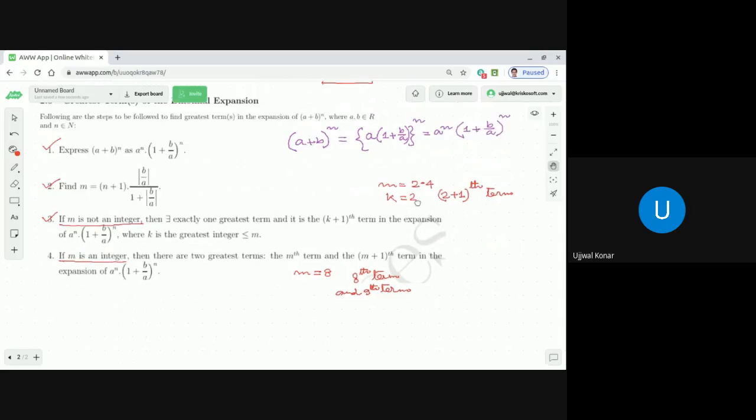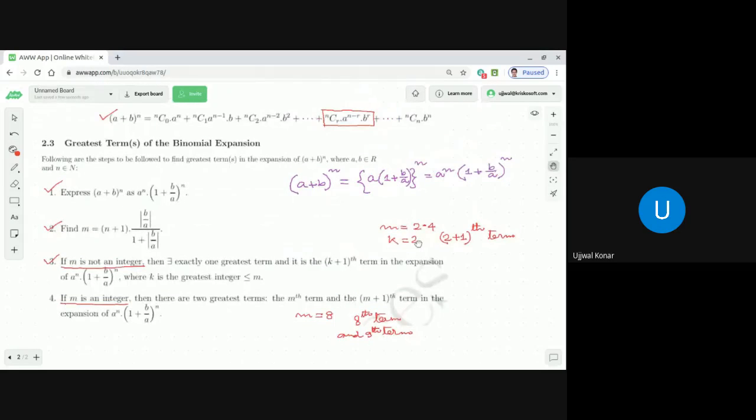Okay. Let me repeat once more. How to find the greatest term of a binomial expansion. So following are the steps to be followed to find greatest terms in the expansion of a plus b power n, where a and b belong to R and n belongs to capital N, the set of natural numbers. The first and foremost thing, dear students, you should express a plus b power n as a power n into 1 plus b by a power n.